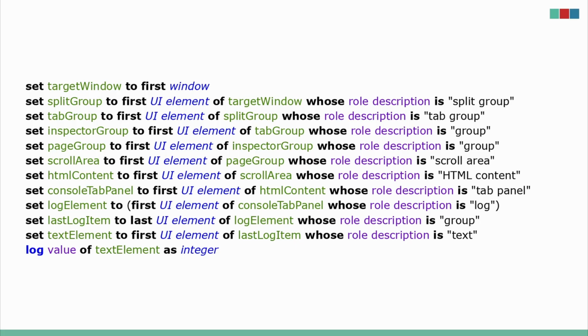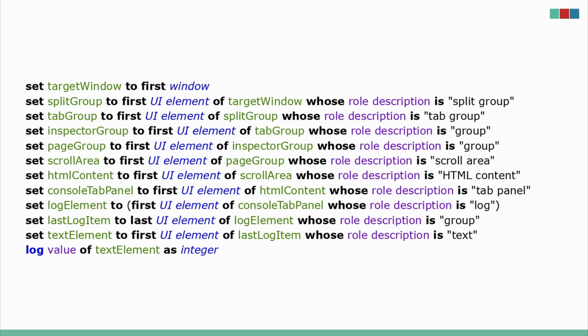So you would set target window to first window, set split group to first UI element of target window whose role description is split group, and then you keep going. You go down the hierarchy like that, hoping that it is actually the first UI element whose role description is split group. Or if you have multiple split groups, then you need to count them or filter them by something else. And there's only so many fields you can filter by.